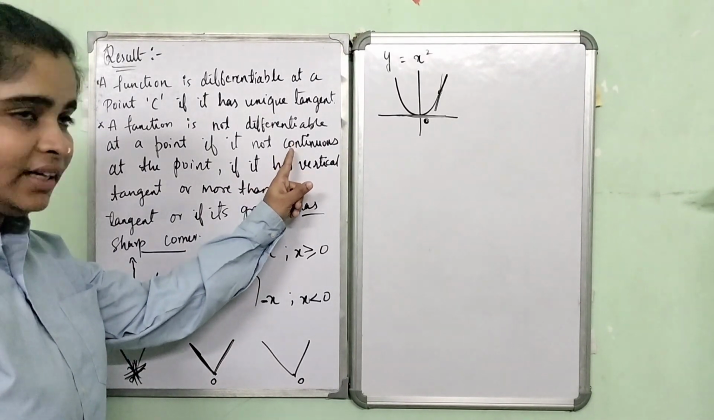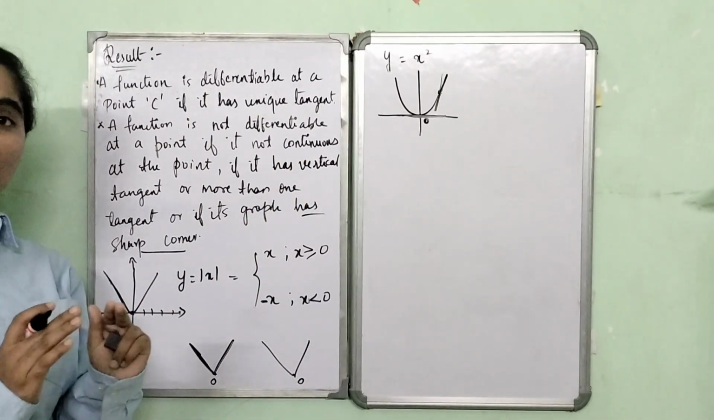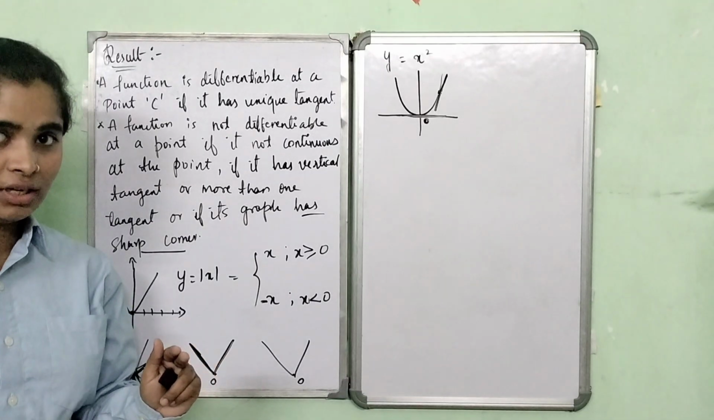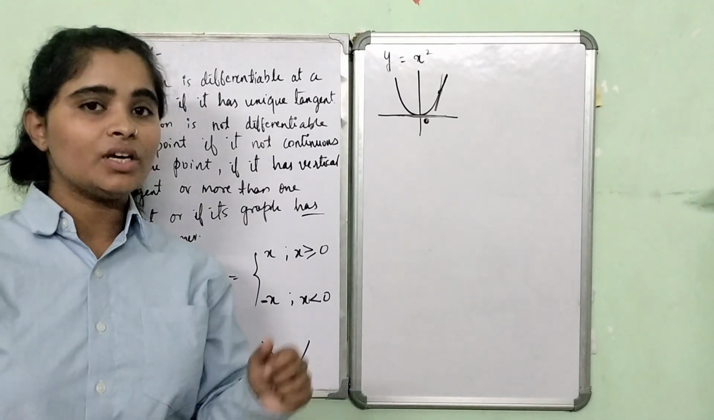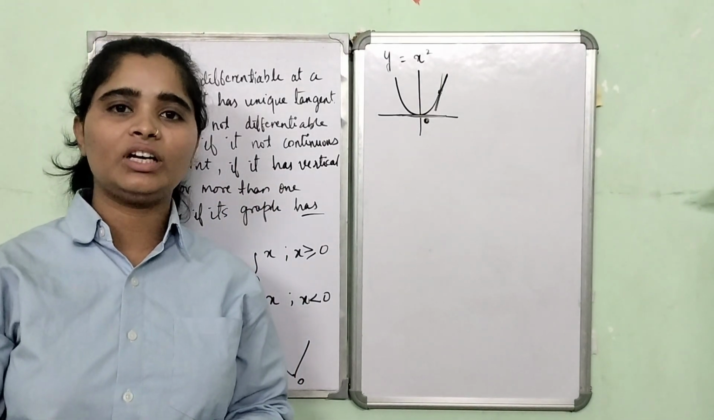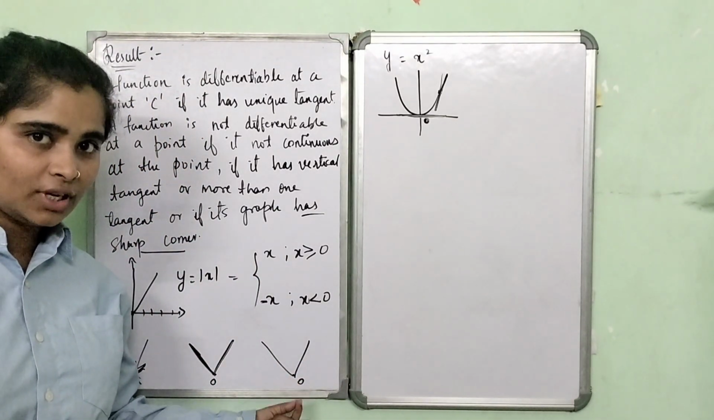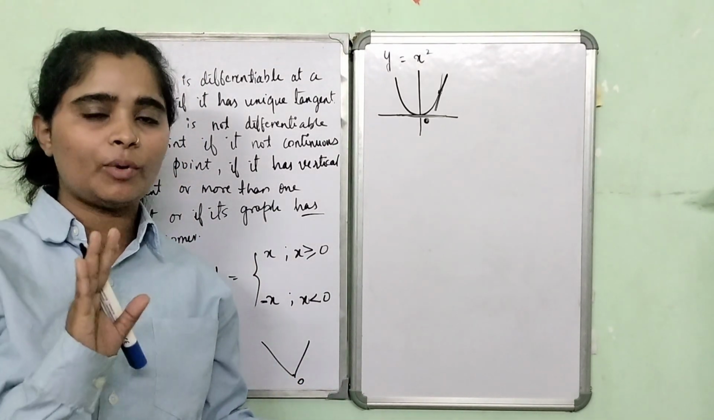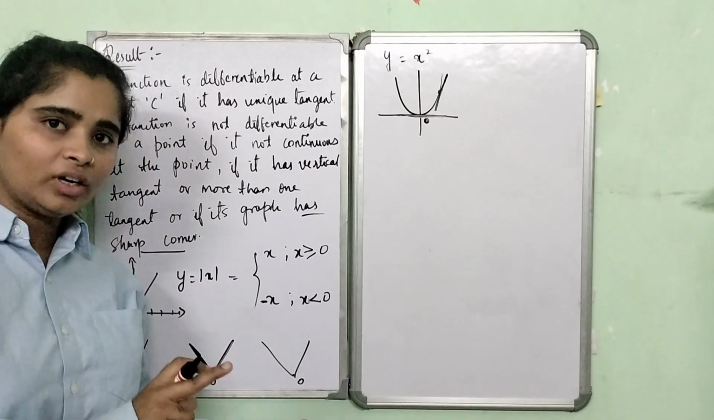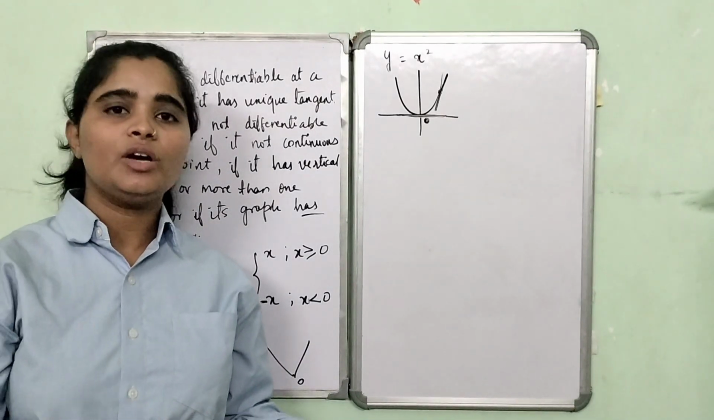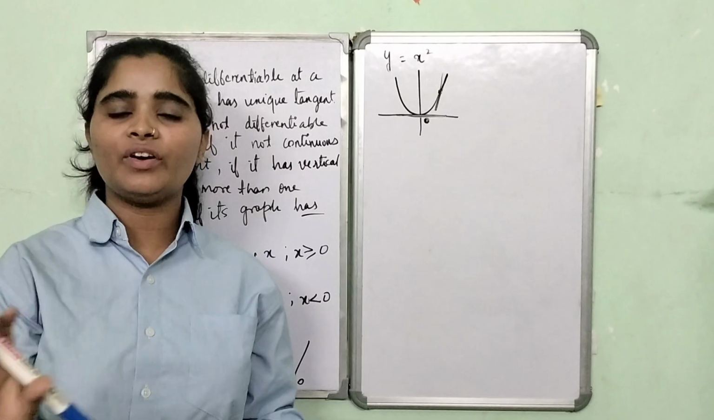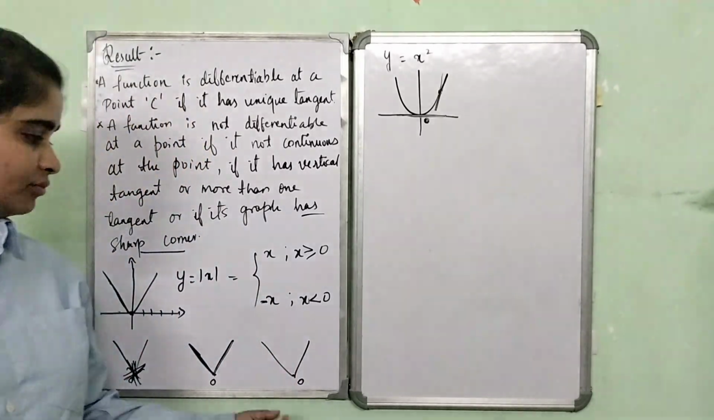But if a function is continuous, then we cannot say whether it is differentiable or not. But if a function is not continuous, you can definitely say that the function is not differentiable. Here, the function is continuous at the point x equal to 0, but we cannot conclude anything about differentiability. So, if it is not continuous, then you can say it is not differentiable. But if it is continuous, you cannot give any conclusion on differentiability.